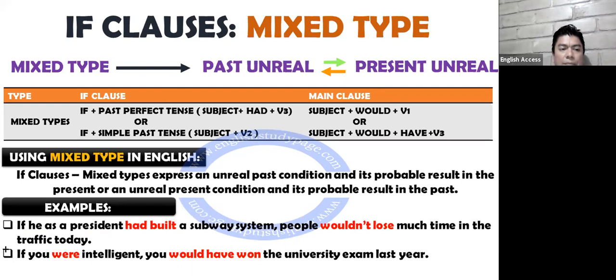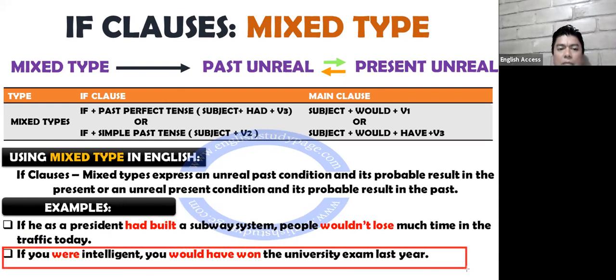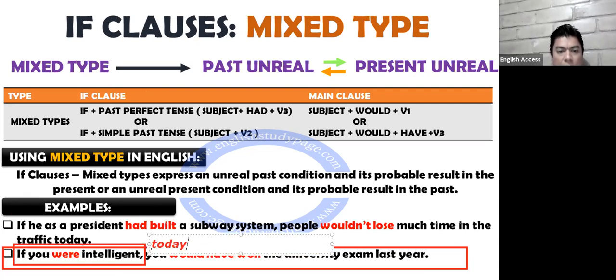The other example. If you were intelligent today, you would have won the university exam last year. Correct?